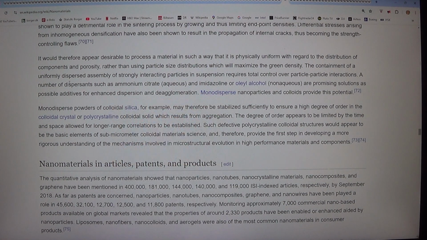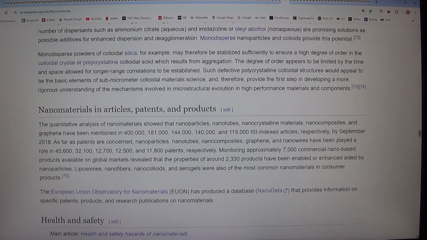Monodisperse nanoparticles and colloids provide this potential. Monodisperse powders of colloidal silica, for example, may therefore be stabilized sufficiently to ensure a high degree of order in the colloidal crystal or polycrystalline colloidal solid which results from aggregation. The degree of order appears to be limited by the time and space allowed for longer-range correlations to be established. Such defective polycrystalline colloidal structures would appear to be the basic elements of submicrometer colloidal materials science, and, therefore, provide the first step in developing a more rigorous understanding of the mechanisms involved in microstructural evolution in high-performance materials and components.